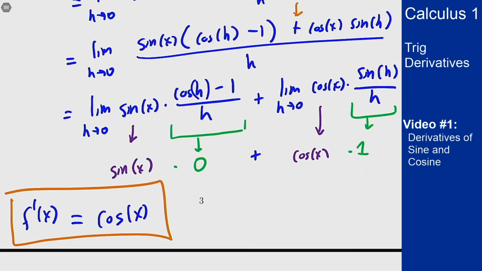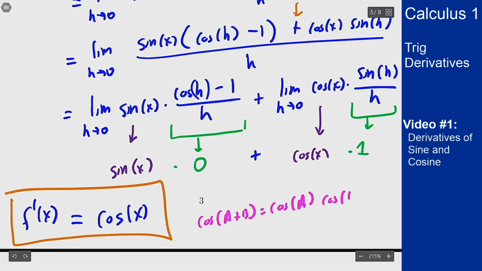The same process works for taking the derivative of cosine, but for that one you're going to need the other identity. Cosine of a plus b is cosine a cosine b minus sine a sine b. And the same trig limits will apply to give you that that derivative should be minus sine of x.